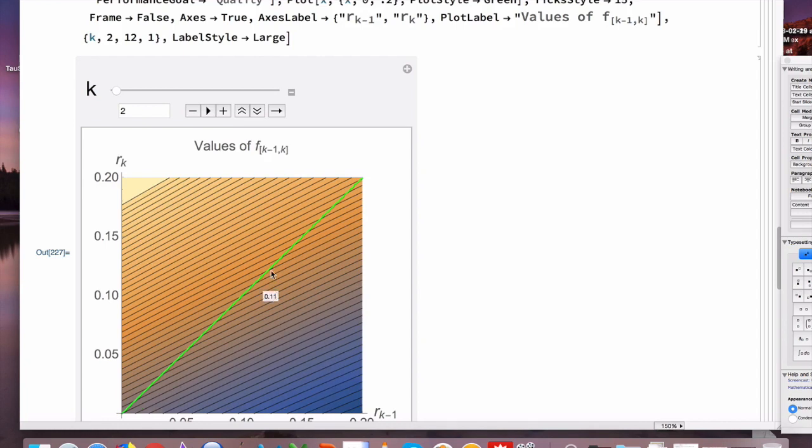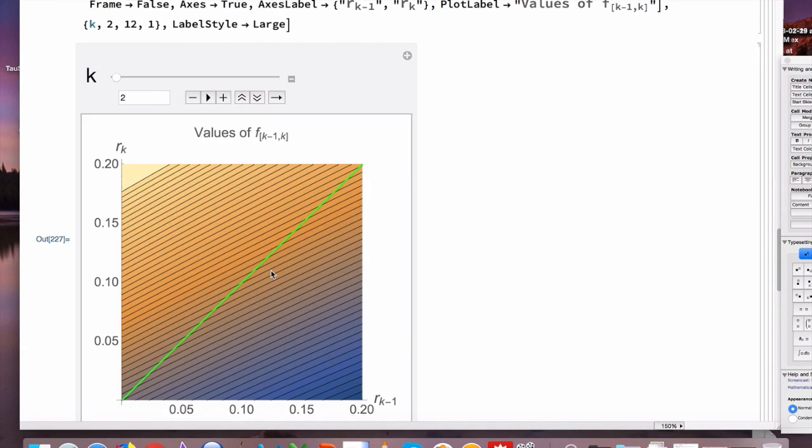Why do I have this green line in here? That's the 45-degree line. When you're above that green line, rk is bigger than rk minus 1. When you're below the green line, rk minus 1 is bigger than rk. It's really the above-the-green-line case that's the typical case. Usually in real life, yield curves are increasing, and so rk would in general be bigger than rk minus 1.